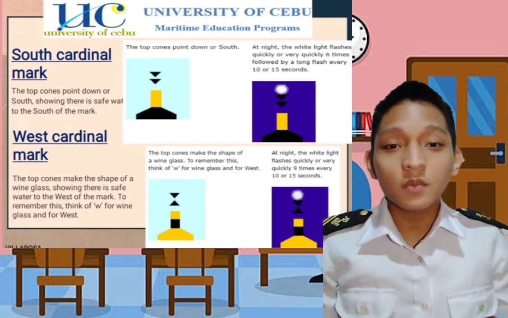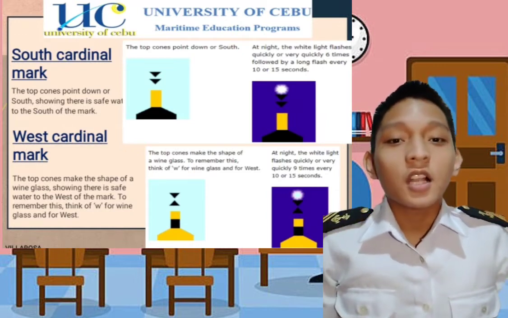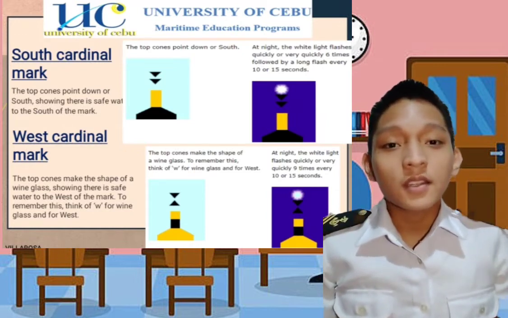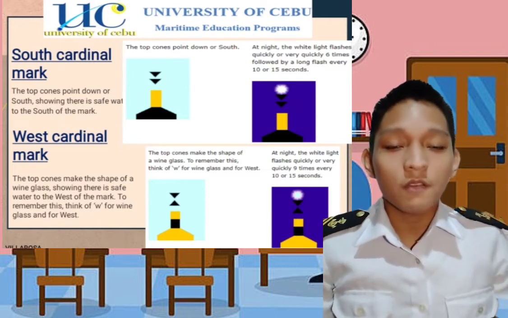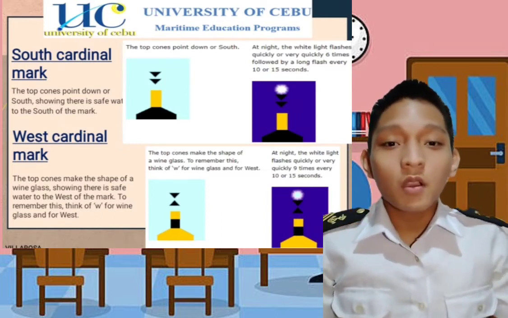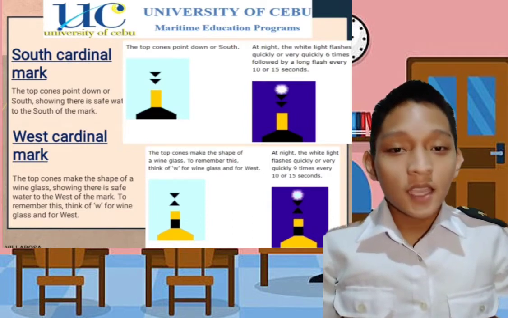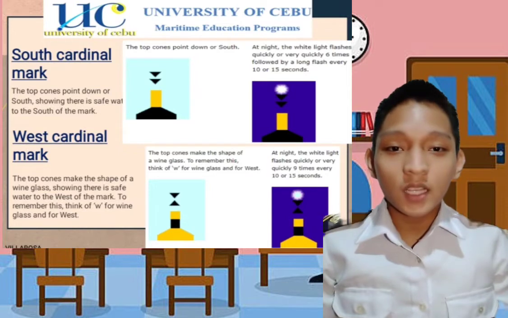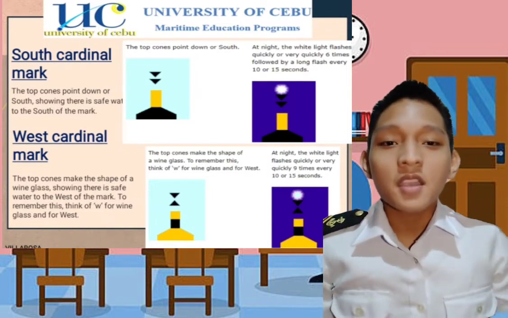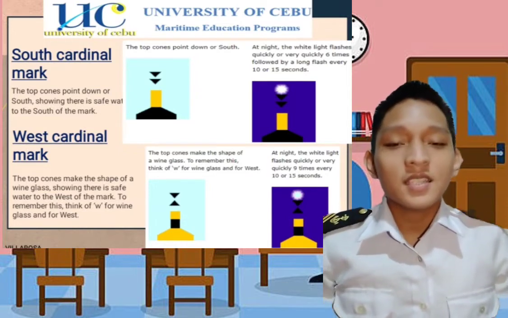Then the last one is the west cardinal mark. It shows that there is safe water to the west of the mark. The top cones make the shape of a wine glass. At night, the white light flashes very quickly 9 times every 10 or 15 seconds.